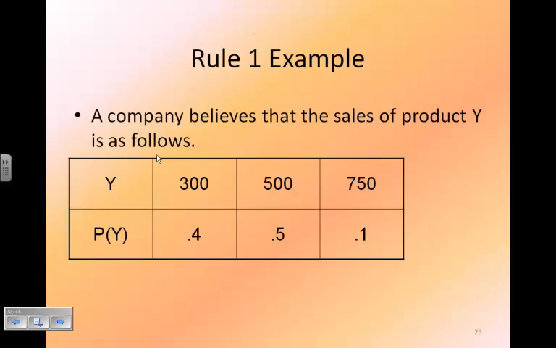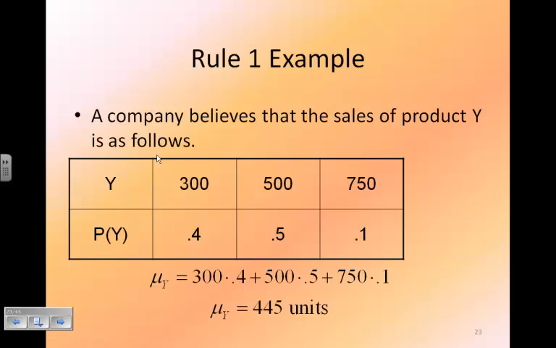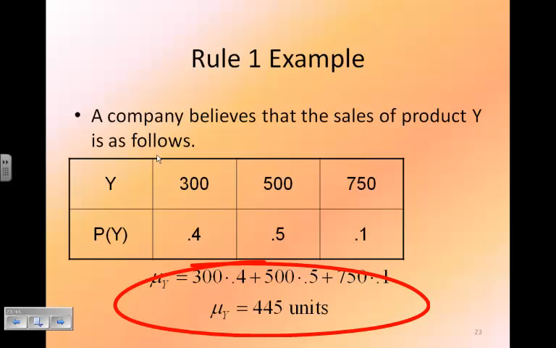Okay, another rule number 1 example. Different product, same company. This time they're selling a different product. It's not as popular as the first product. They're not going to sell as many of it. You can see the different distribution. So they're expecting a 40% probability they sell 300, a 50% probability they sell 500, and so on. The expected value, 300 times 0.4, plus 500 times 0.5, plus 750 times 0.1. So the average sales for this product would be 445.